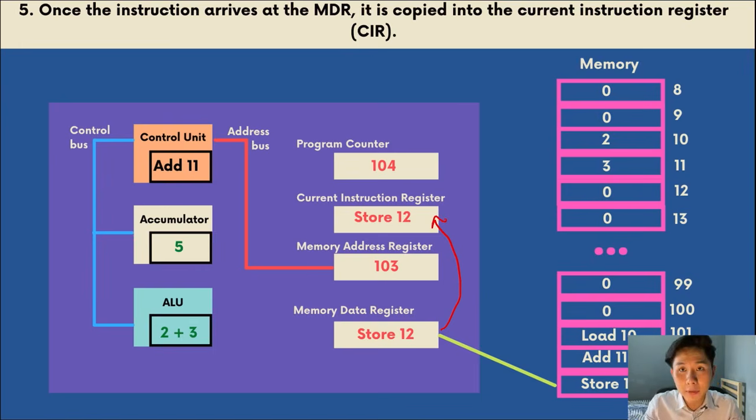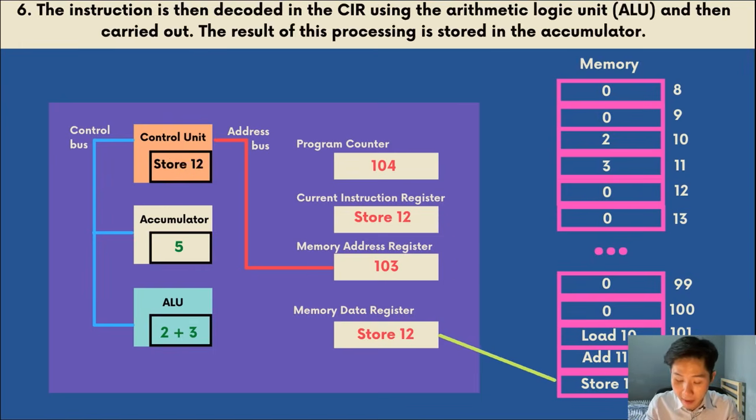This instruction will then be moved to the memory data register, and the instruction will then be copied again. You can see that the action is repeated. Store 12 is put into the CIR, and then the instruction is decoded and carried out. So with this store 12, what they are saying is that we want to store the result of our computation, 5, into location 12.